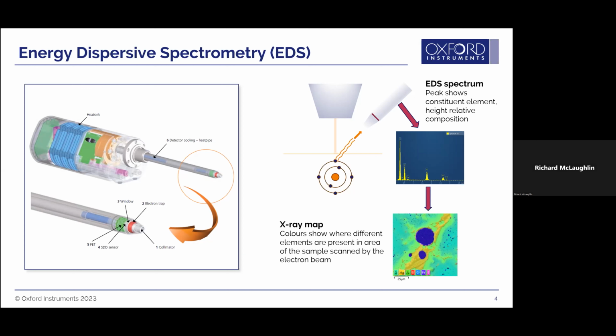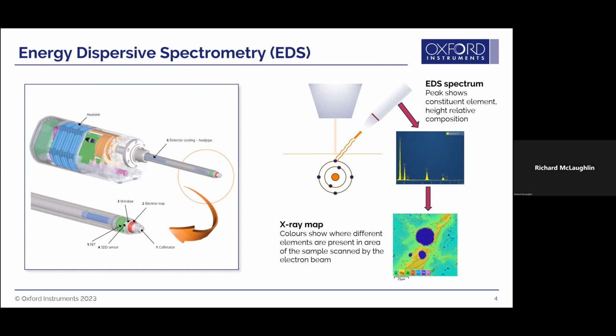And if you move the electron beam across your sample and collect a spectrum at each point, you'll be able to actually map the intensity of those peaks, or map the abundance of the elements. So we have an X-ray map down in the lower right-hand side of that slide. Now on the left, we have a standard detector diagram.